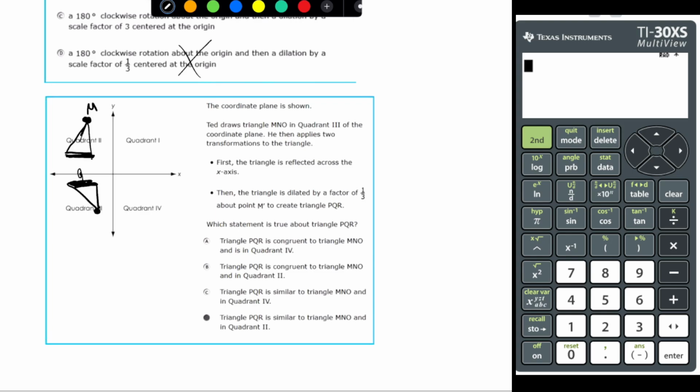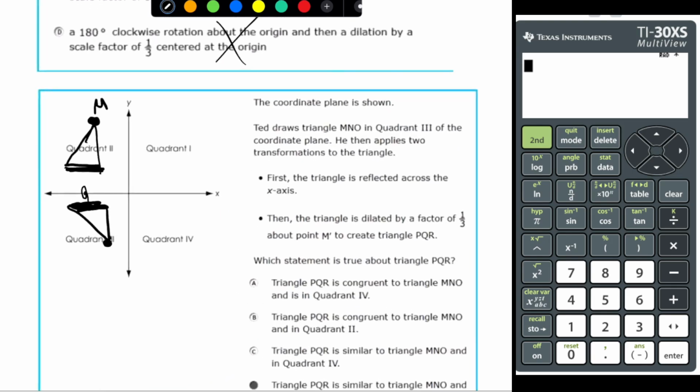I'm going to try drawing a different color to make it easier to see. I'm also going to zoom in a bit. Let's draw it in red. So it's going to be a noticeably smaller triangle, about a third of the size, centered on point M. That's what it means when it says it's dilated by a factor of 1/3 about point M.